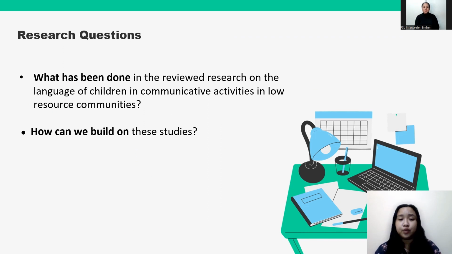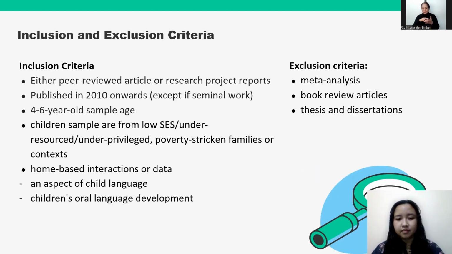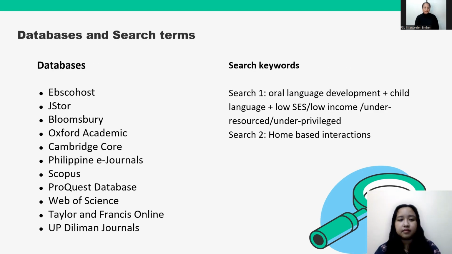Here are the research questions. What has been done in the reviewed research on the language of children in communicative activities in low-resource communities? How can we build on these studies? Here are the inclusion and exclusion criteria. On the left of the screen are the databases we selected articles from, and on the right are the search keywords.